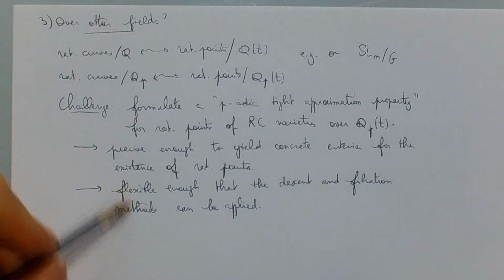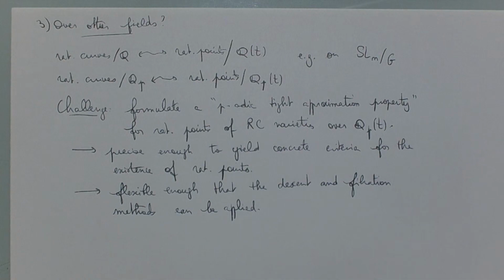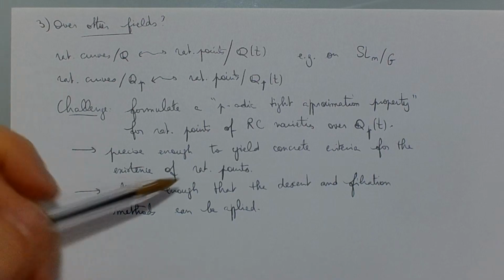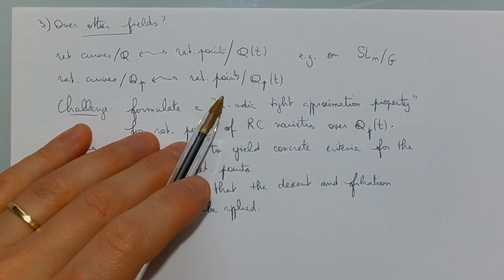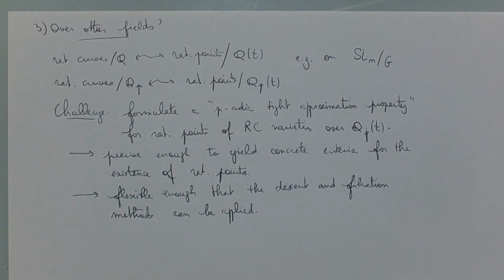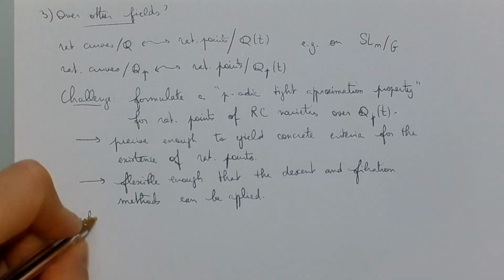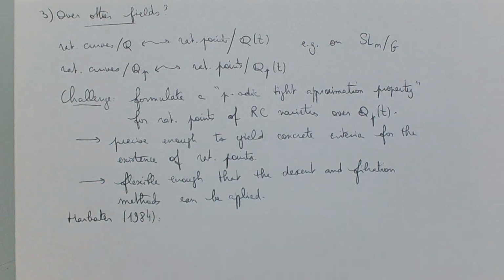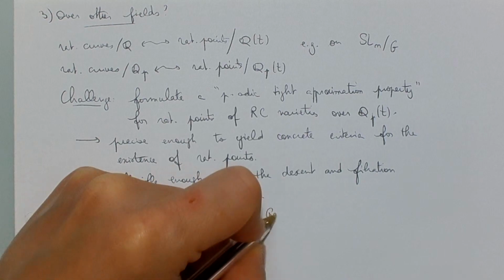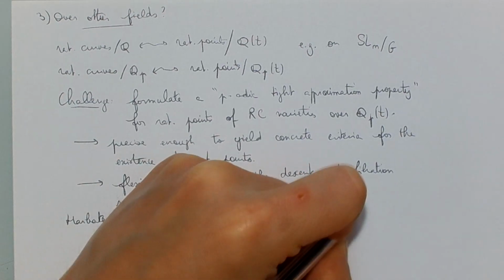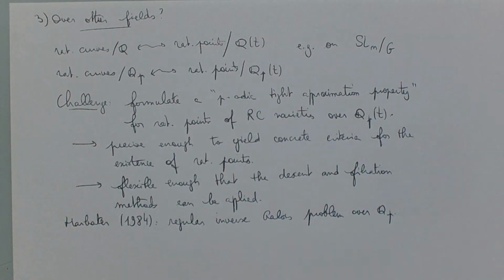And for the second thing here, what I have in mind is if you can apply the descent and the fibration method, then hopefully you should be able to recover all known results about rational curves on rationally connected varieties over Q_p and on rational points of rationally connected varieties over Q_p(T). And here I'm thinking, for example, of Harbater's result from the 80s that the regular inverse Galois problem has a positive solution over Q_p. So this means one can construct appropriate rational curves on SL_N mod G over Q_p for any group G. So this has been revisited and understood and extended many times since, but that's the result I have in mind.